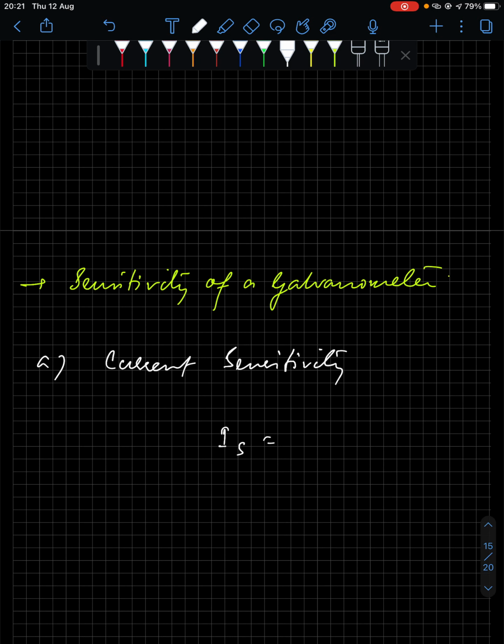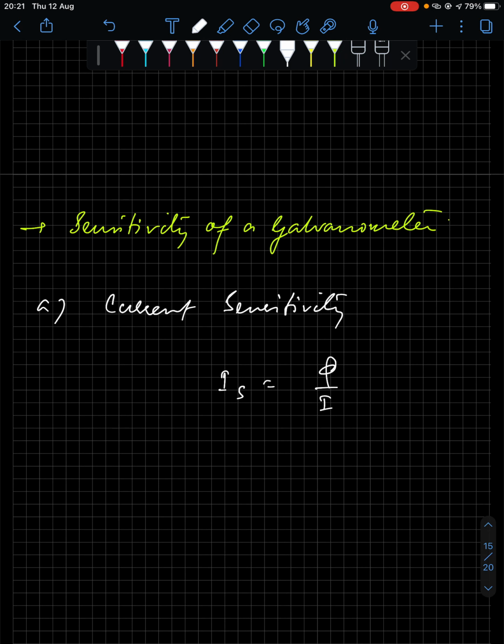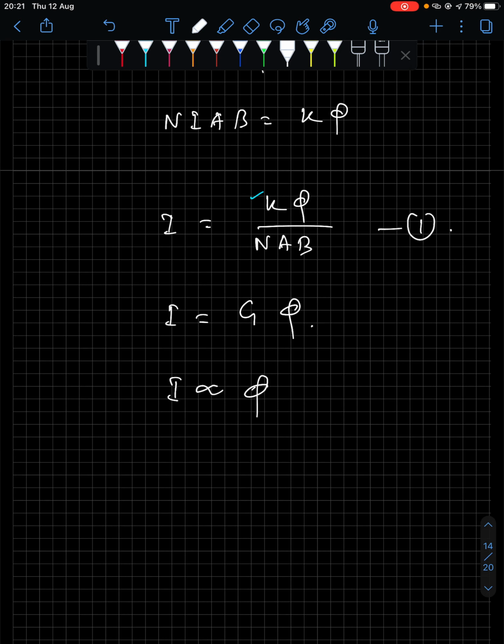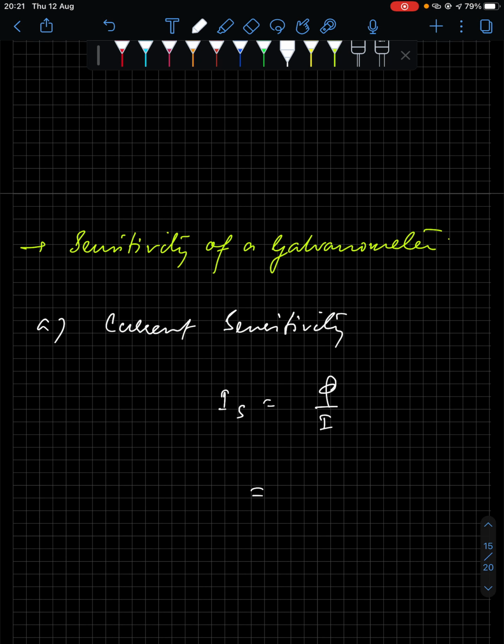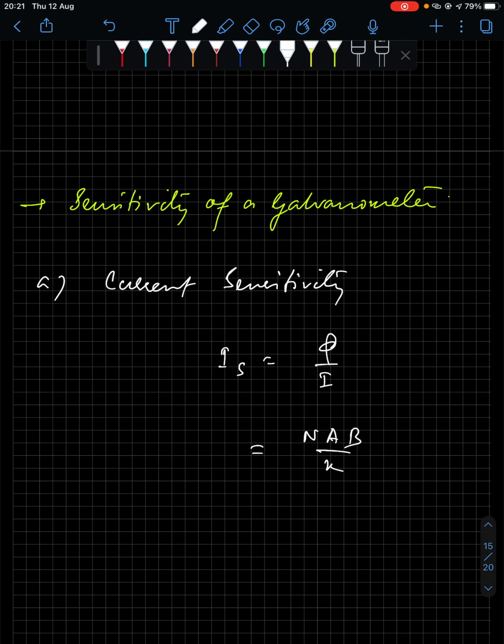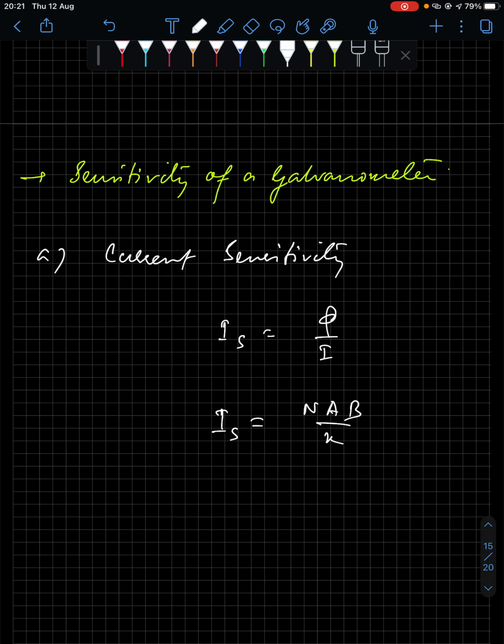So current sensitivity, we denote it with IS, which is phi by I. It is the deflection produced per unit current in the coil. So the phi by I value, from equation number 1, will be NAB by K. So you can write phi by I equal to NAB by K. That is your relation for IS. Next, voltage sensitivity.